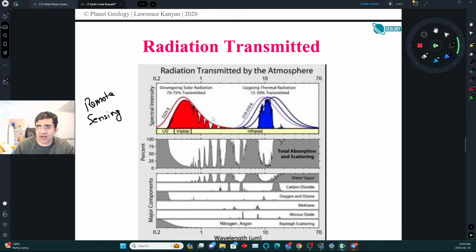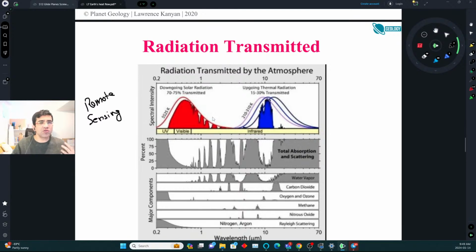Okay, but on the surface only 70% of it will come. Or so only 70% of this is absorbed, the rest is reflected back. And what you see is that the earth over here emits in the infrared region.